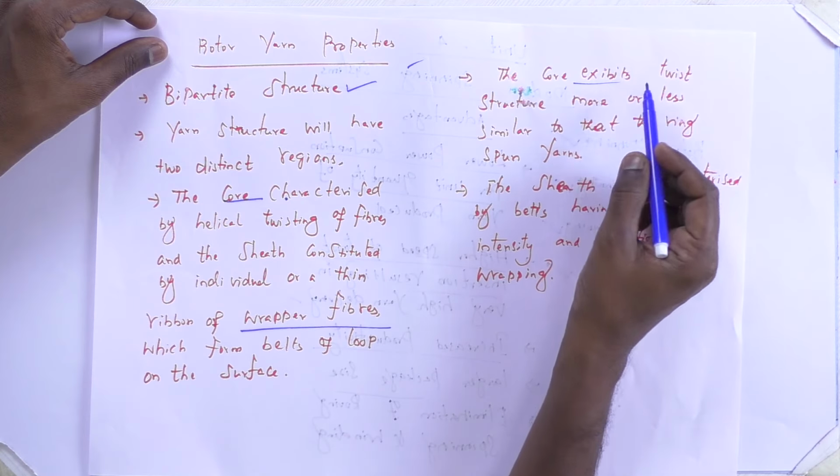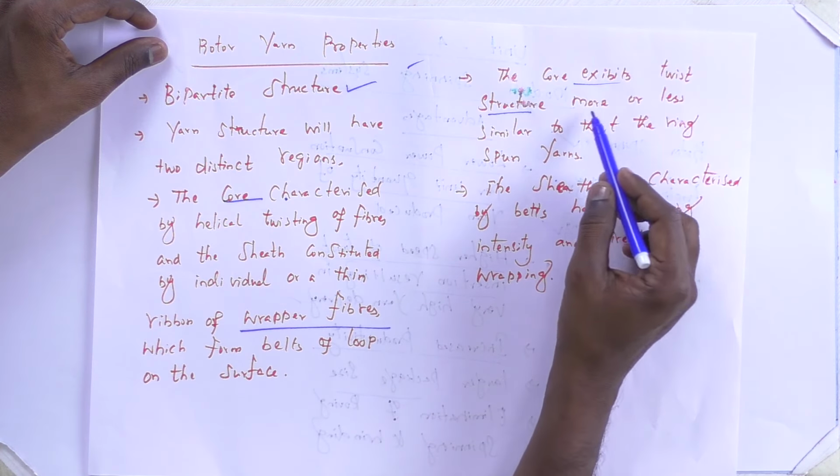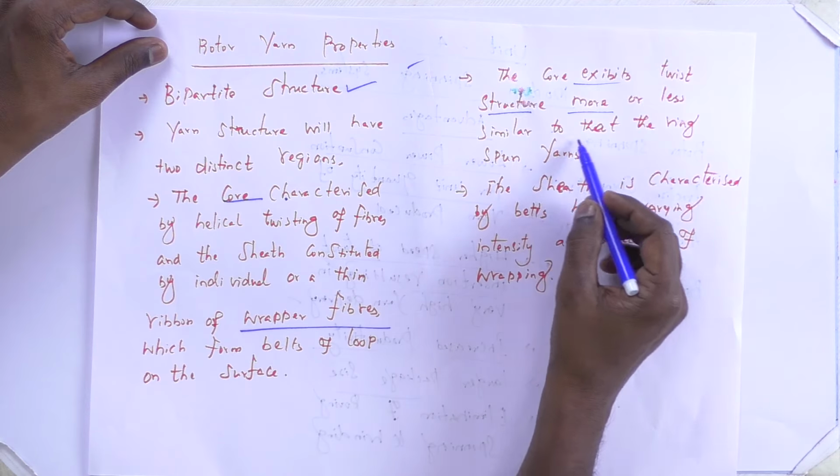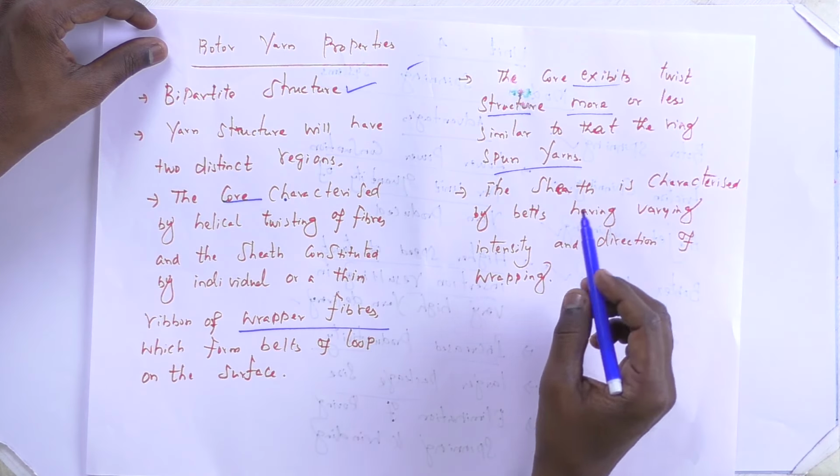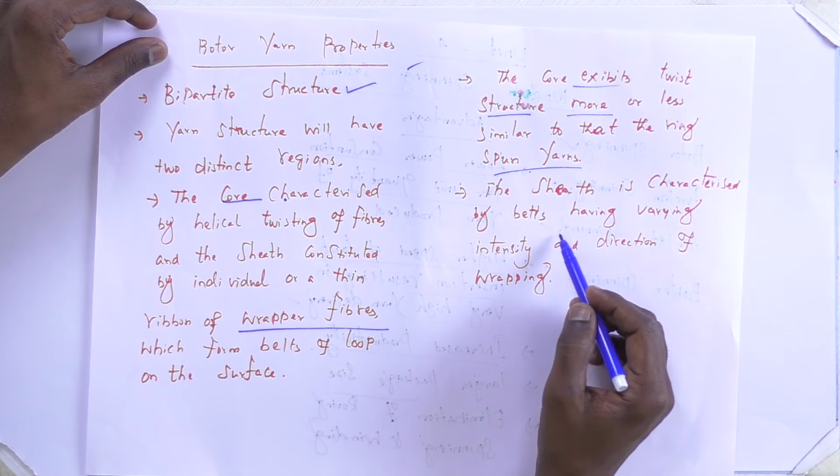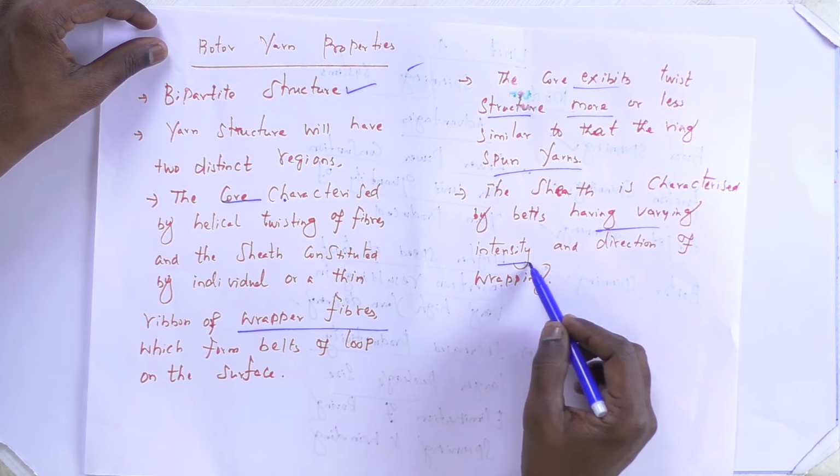The core exhibits a twist structure more or less similar to the ring spun yarn. The sheath is characterized as belts having varying intensity and direction of wrapping. So the core is responsible for the strength of the rotor yarn. The wrapper fibers act as a belt having varying intensity and depending upon the direction of wrapping. These are the properties of rotor yarn.